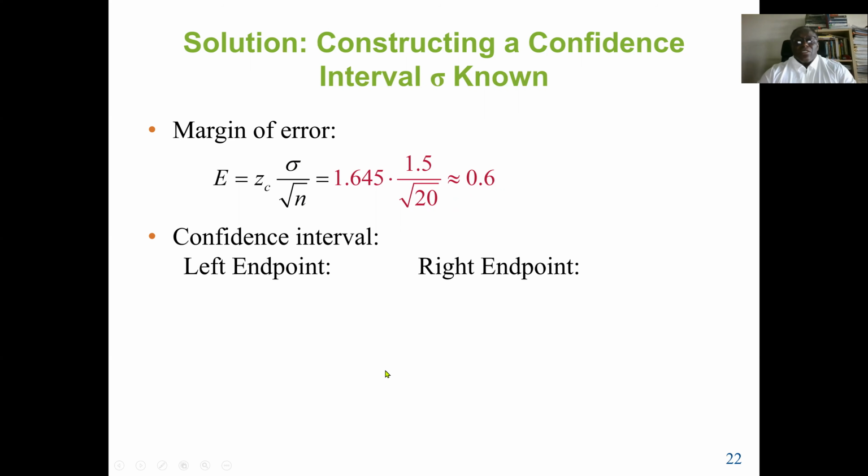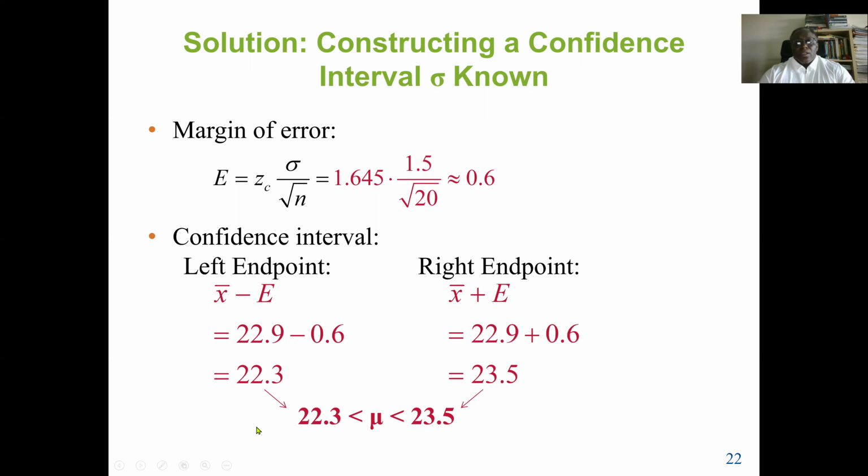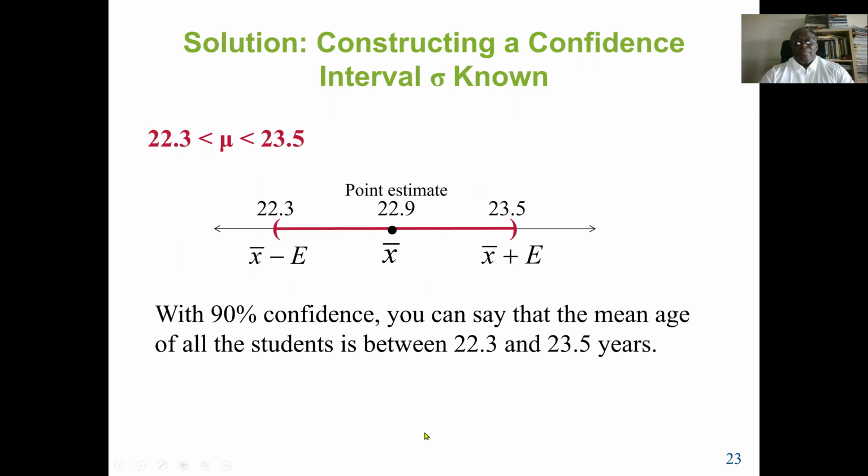So that's the confidence interval in final. We say again 22.3. Then to the right, we add E to the sample mean, and we get 23.5. So it will be 22.3 to 23.5 for our confidence interval. And we can see the diagram here.